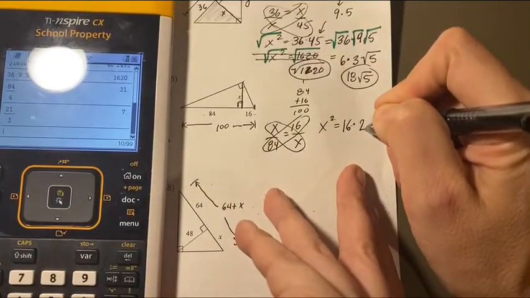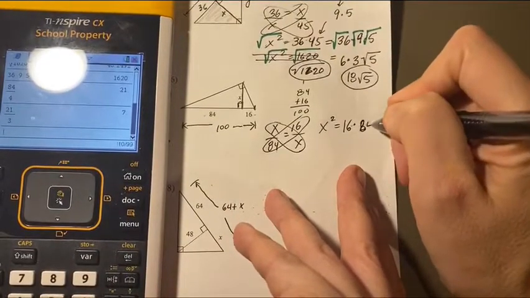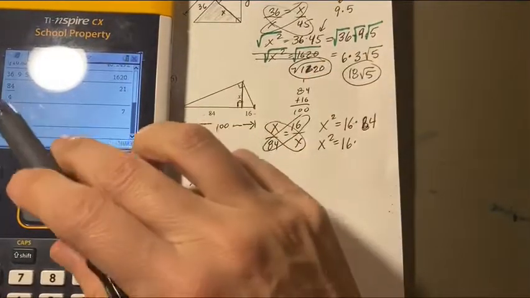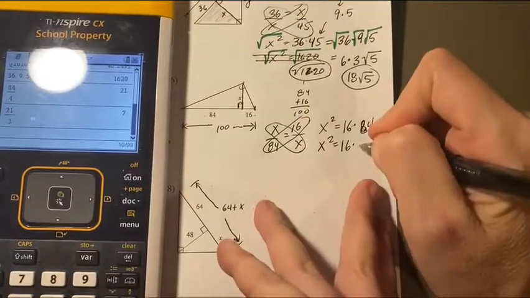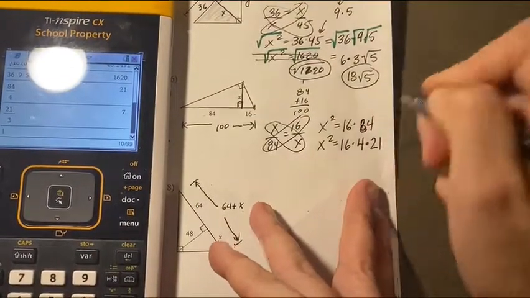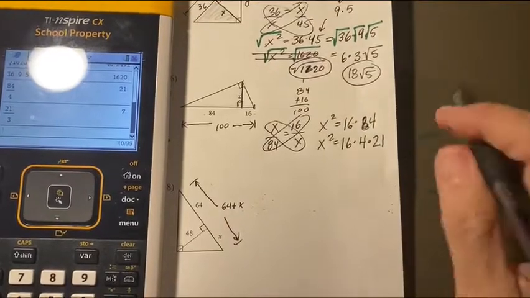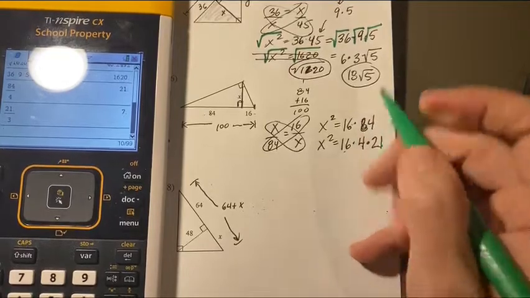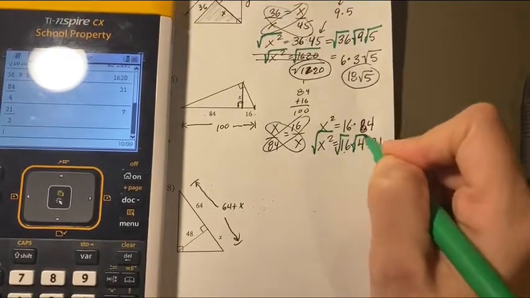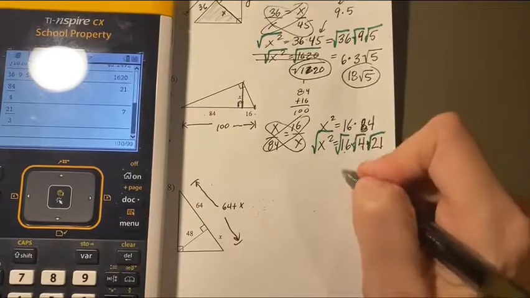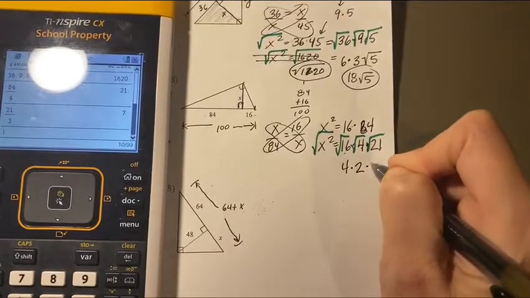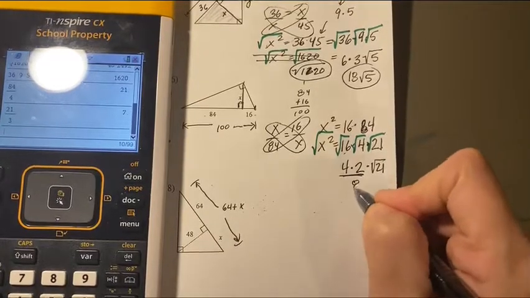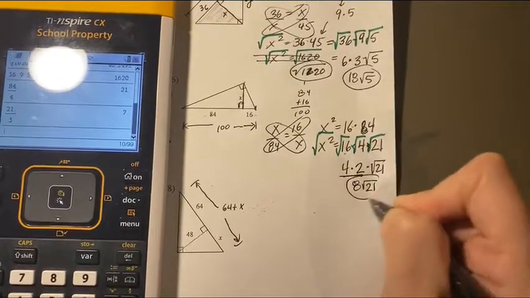So I have 16 times 84, but remember I could rewrite 16 times 84 as the same thing as 4 times 21, and perfects go first because they're perfect. So I want to put the 16 and then 84 is the same as 4 times 21. Now let's take the square root of everything on the left and everything on the right, and we get 4 times 2 times the square root of 21. So instead of writing just 4 times 2, we'll go ahead and put 8, and that'll be our final answer.